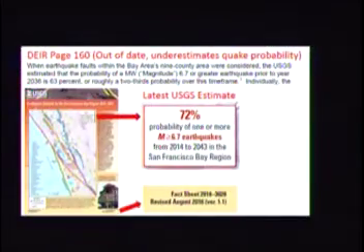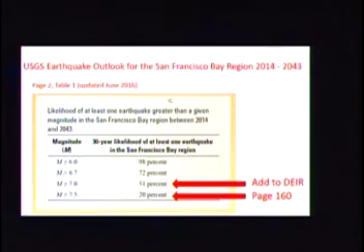The USGS has come out with a new prediction of earthquakes. You all have a copy of this in your packet. You'll notice at the top it says there's a 72% chance of a 6.7 or greater. This report was last updated in August of 2016. So the DEIR on page 160 needs to be updated to reflect that.